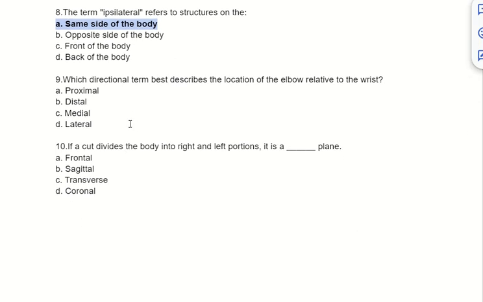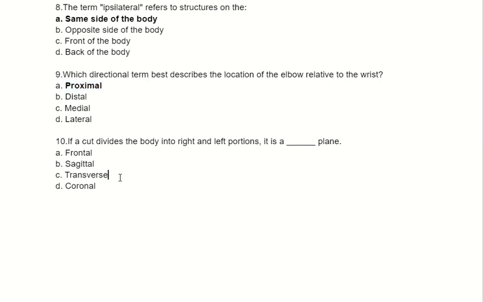Okay, number 9. Which directional term best describes the location of the elbow relative to the wrist? Is that A, proximal, B, distal, C, medial, or D, lateral? So it's basically asking, is the elbow proximal, distal, medial, or lateral to the wrist? And if you guessed A, you're absolutely correct. It would be proximal.